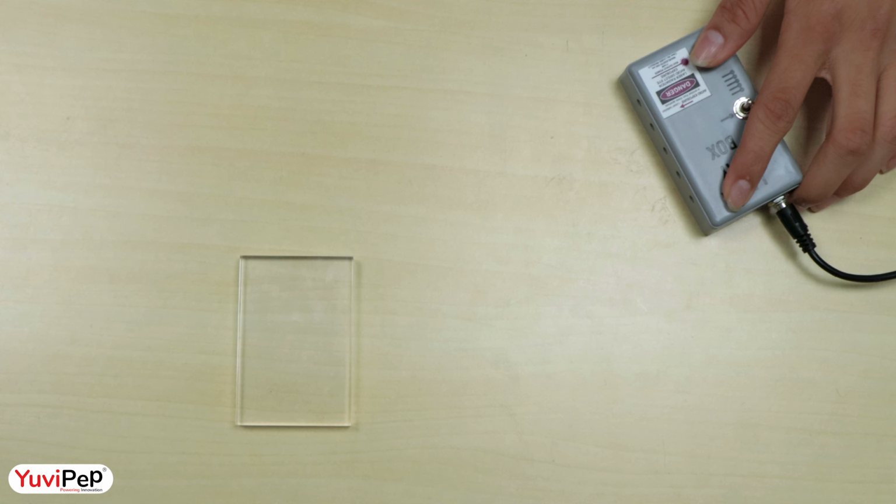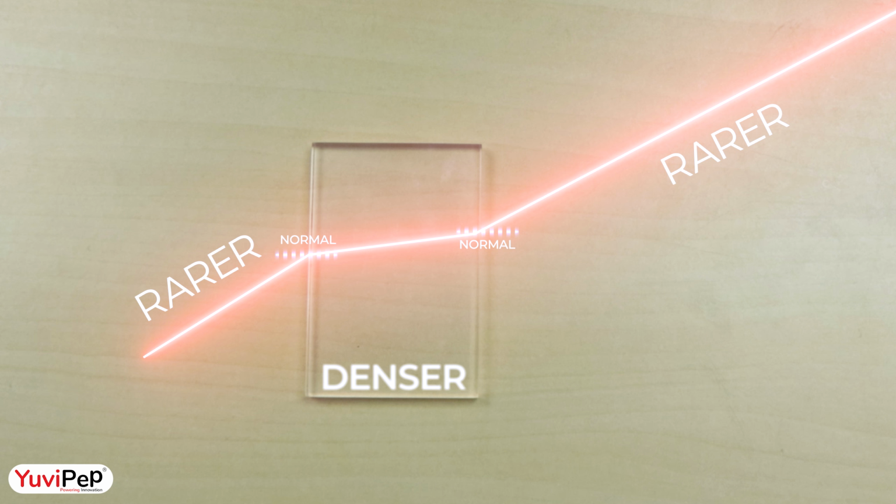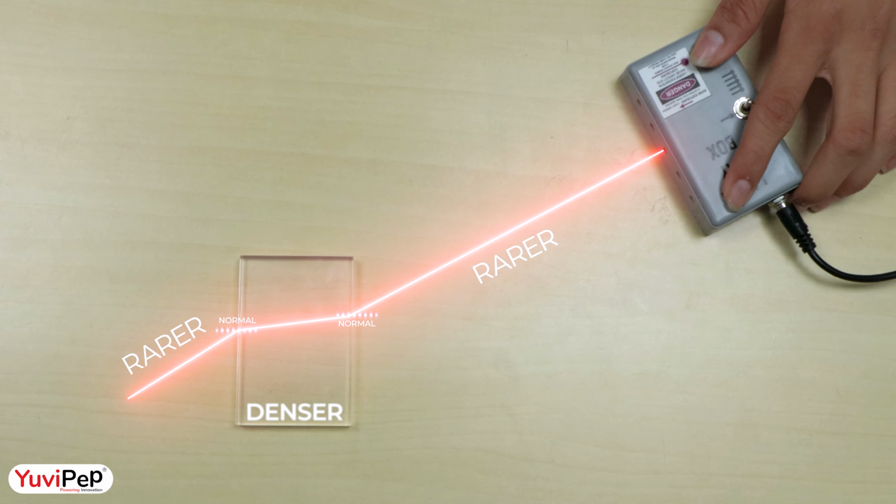Why does this happen? This is because when light moves from a denser medium to a rarer medium, it speeds up. This change in speed causes the light to bend away from the normal. This is the opposite of what happens when the light enters the glass from the air.